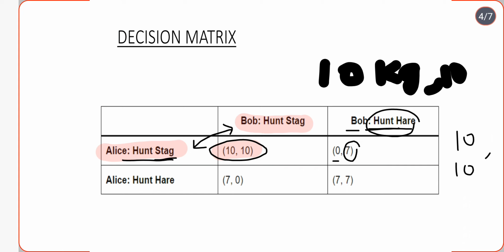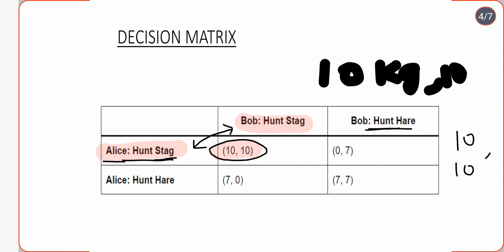So there is no concept of Alice supporting Bob or not. Bob can hunt the hare alone and get 7 kilos of meat, while Alice not supporting Bob doesn't matter for Bob. So Bob is getting 7 kilos of meat, and Alice was thinking of hunting the stag. But Bob doesn't support Alice, because Bob is thinking of hunting the hare.